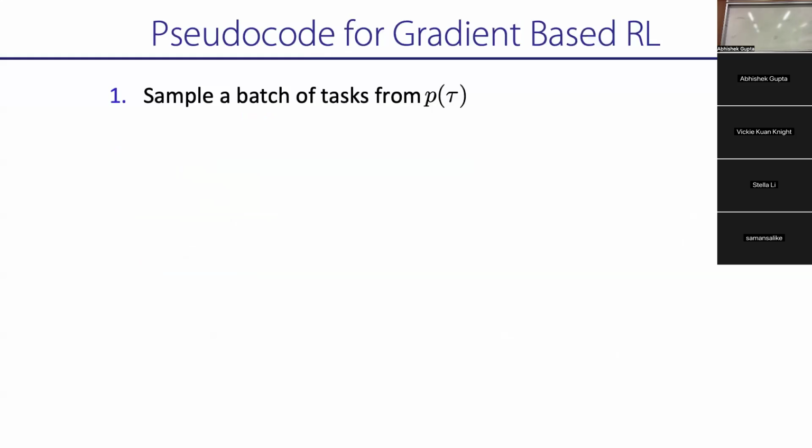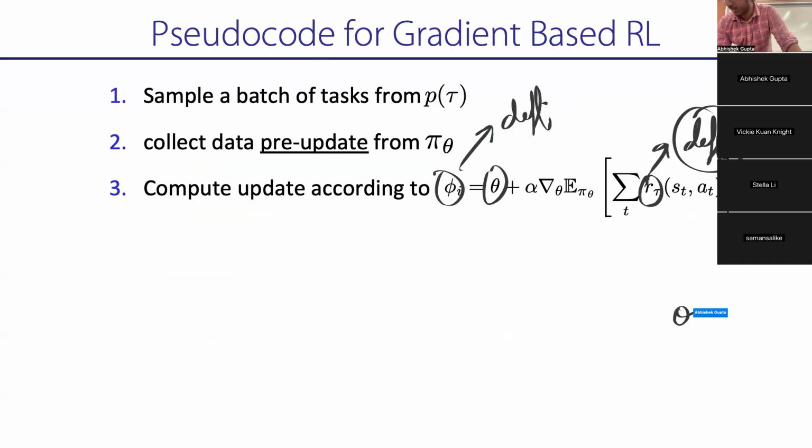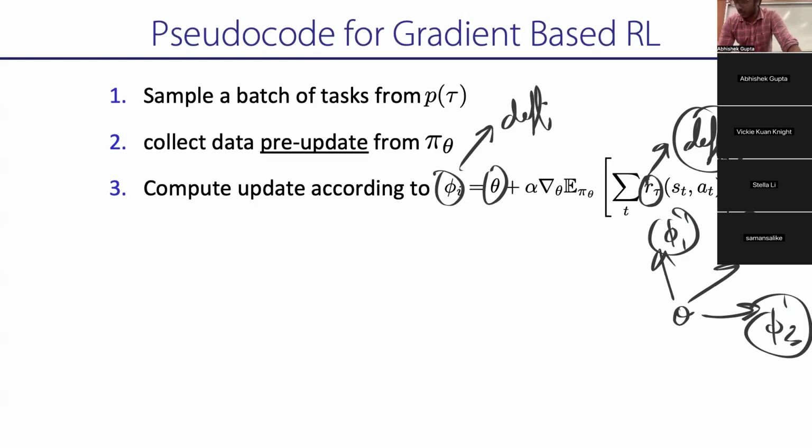And so the pseudocode here is that you sample a batch of tasks, you collect data pre-update from the same policy parameters, always the same parameters. And for different tasks, you perform different updates with gradient descent. But remember that the rewards are different, right? So this is the same, but these are different, which means that these will be different, right? So you start from a theta, and then you'll get k different phi 1, phi 2, phi 3, something like that, right? And then you try to see how good these are in expectation. And you backprop into finding the best possible theta.